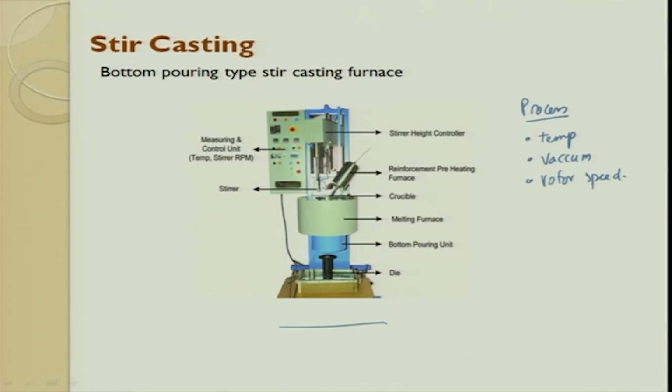Once everything is done on the top, there is something called bottom pouring. Suppose there is a lid; this lid is opened and everything is collected at the bottom into a vessel, and then it is used for the casting process. That is why it is called stir casting. You are stirring it and then finally you cast it to get the required output.